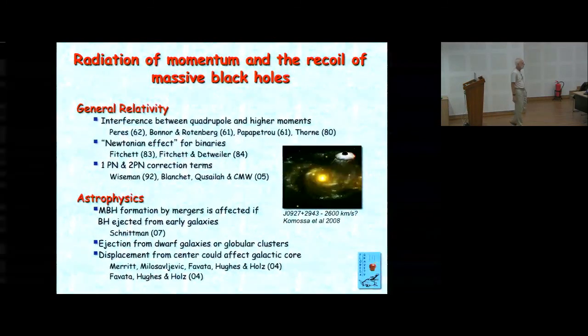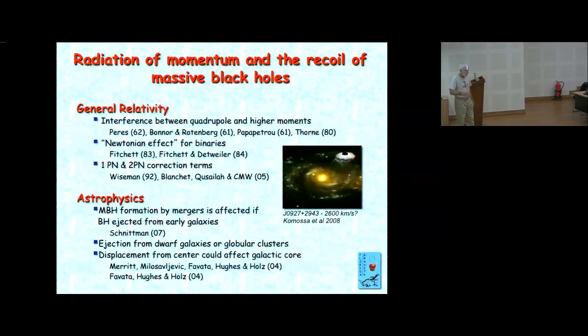And in fact, there was an observation, I'm not sure how solid it is, whether the observation is still holding up, but there was a tantalizing observation by Komossa et al. of a black hole in the center of a galaxy. The black hole had an accretion disk, a supermassive black hole, but from looking at the spectra of light from the accretion disk, they found that this black hole was moving at 2,600 kilometers per second relative to the galaxy itself. So they suggested this might have been an example of a black hole that got kicked from an earlier merger.